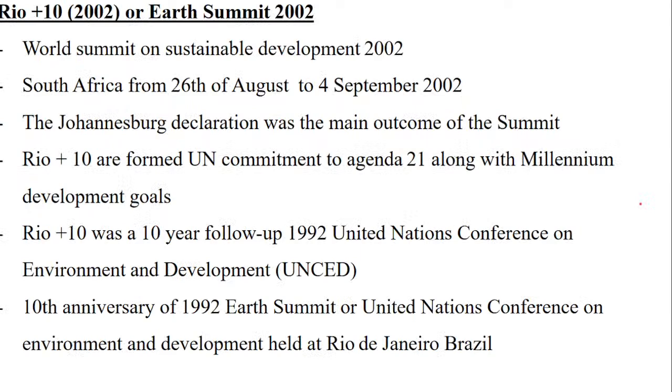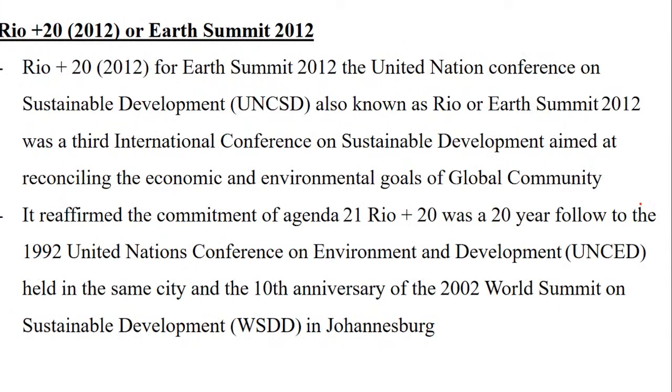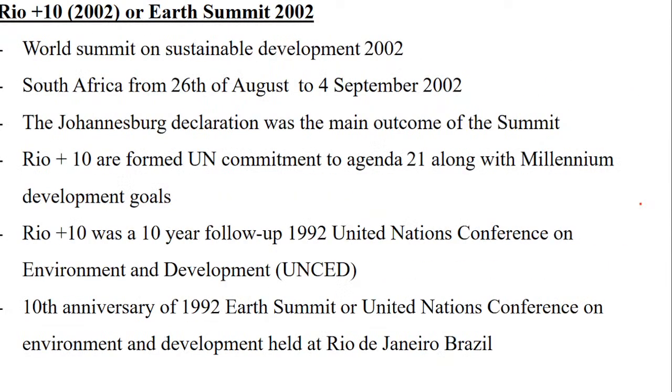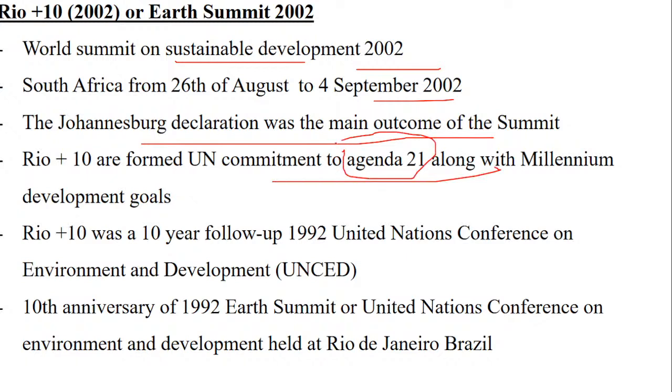Now under that we had 2 summits, that is Rio+10 in 2002 and Rio+20 in 2012. When we talk about Rio+10, it was on sustainable development. Okay, years are given when it was held. The Johannesburg Declaration was the main outcome. It was to commit to Agenda 21. Now Agenda 21 is also a topic with respect to Millennium Development Goals. A follow-up was needed, and this was held with respect to the Earth Summit.